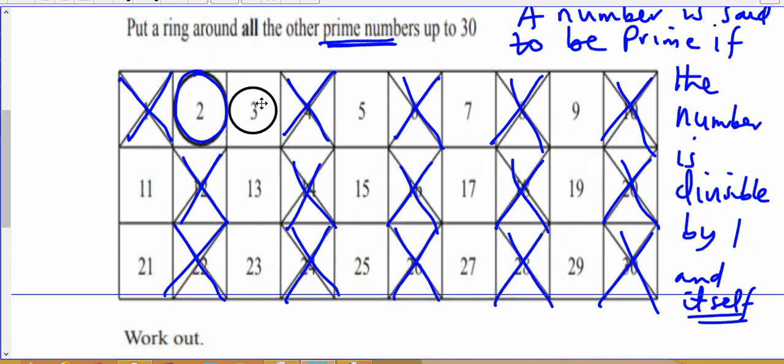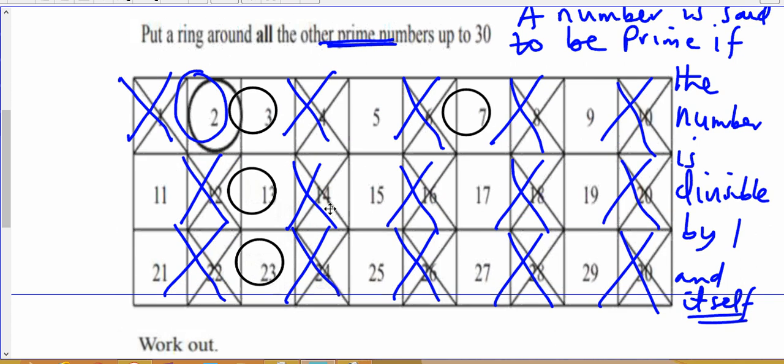So 3 is a prime number. Also 13 is a prime number. Also 23 is a prime number. See that? How about 5, 15, 25? No, these are odd numbers. Okay, how about 7? Yes.